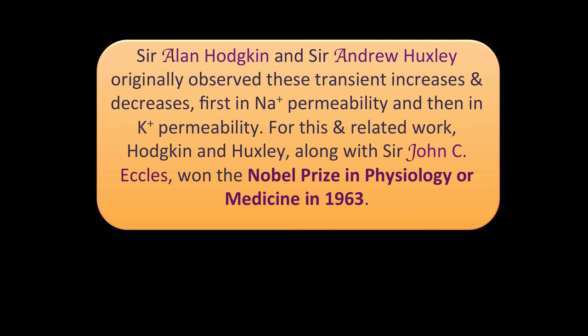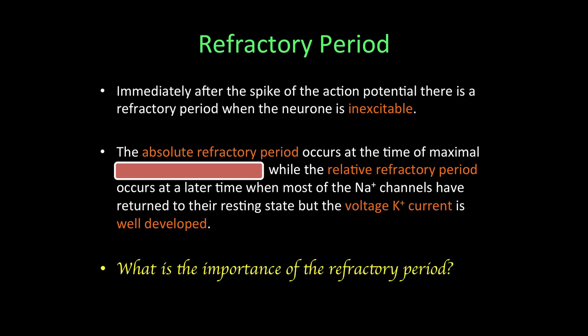So let's just do a little trivia here. Sir Alan Hodgkin and Sir Andrew Huxley originally observed these transient increases and decreases, first in sodium ion permeability and then in potassium ion permeability. For this and related work, Hodgkin and Huxley, along with Sir John C. Eccles, I believe is the name pronounced, won the Nobel Prize in Physiology and Medicine in 1963. So just a little side note there for you.